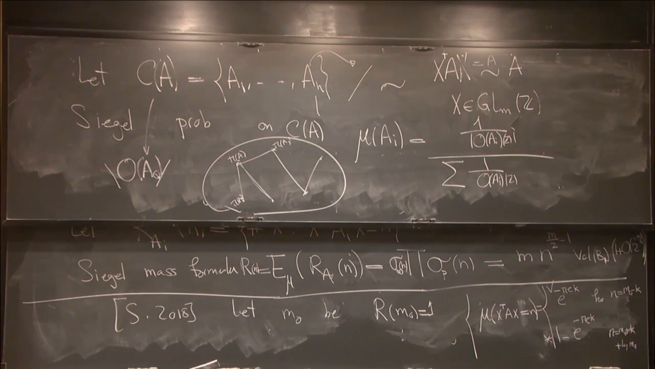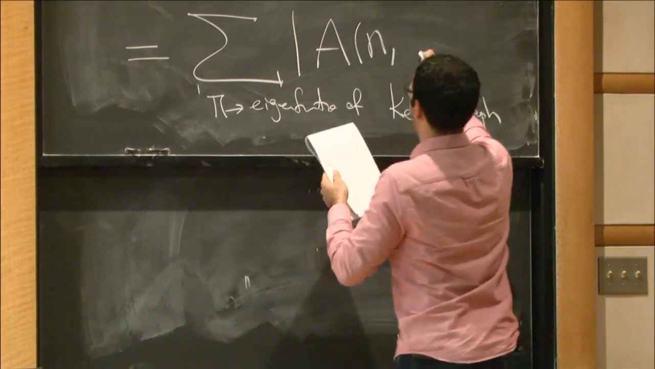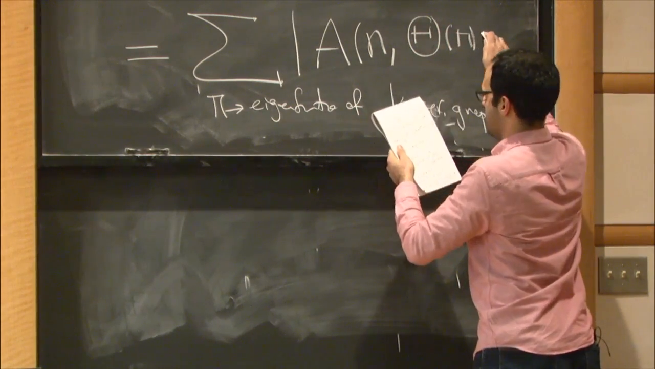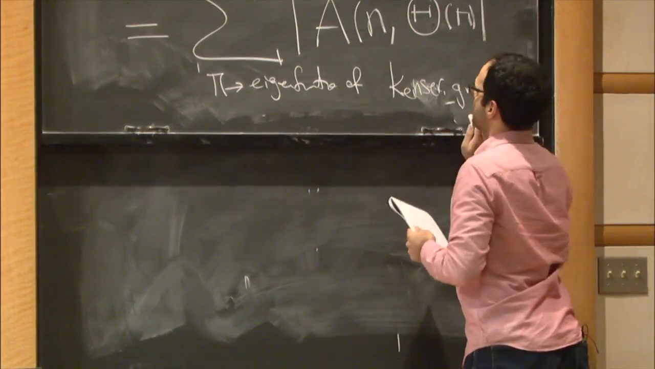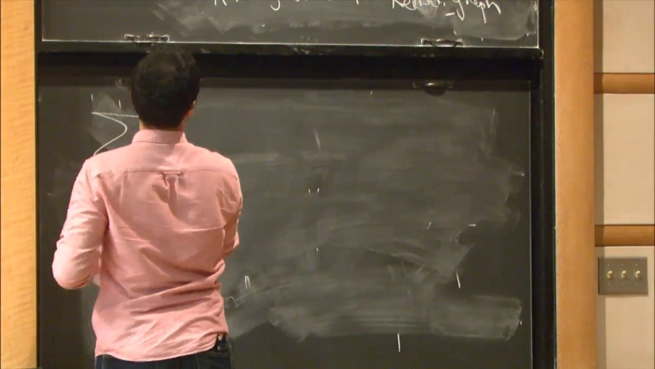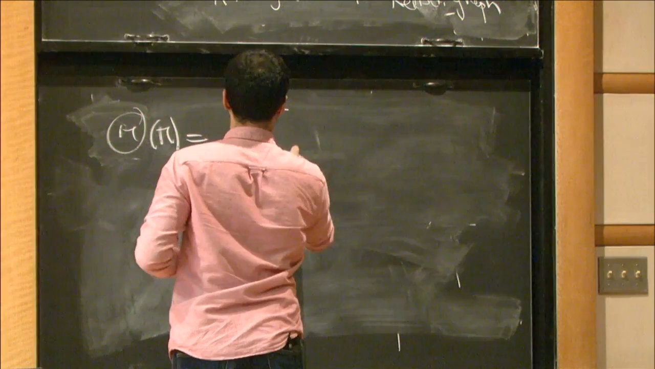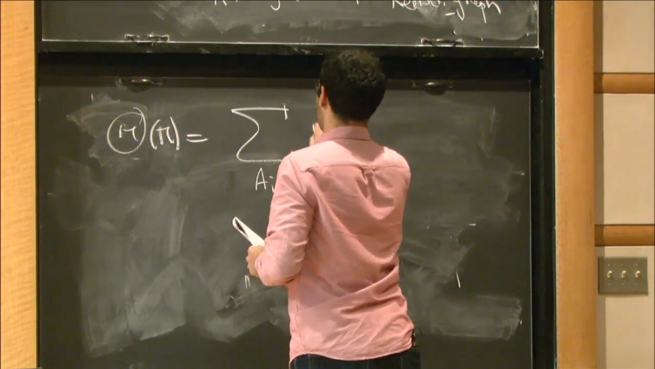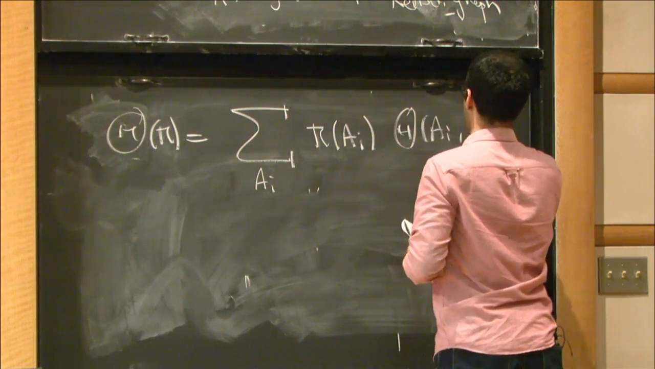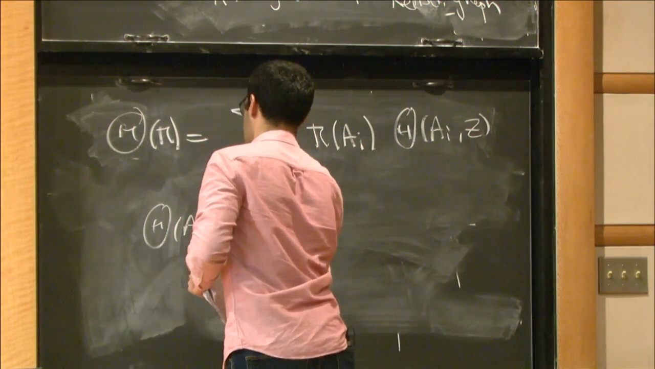So what is the right-hand side of this? This is the nth Fourier coefficient of the theta series associated to pi square. So what is this object? As I said, you sum this theta of pi, it is the sum over A_i, but you weight with this eigenfunction, and you sum theta of A_i and z. Theta of A_i and z is just the generating function of representing numbers.